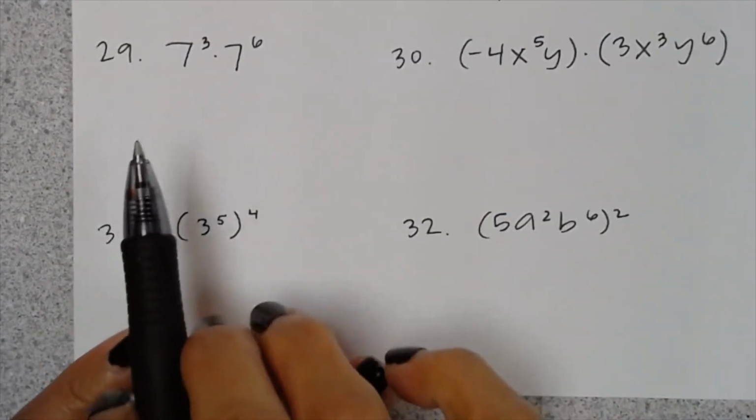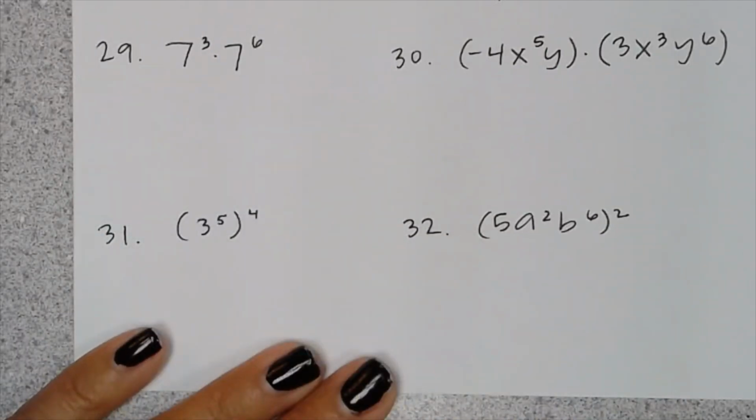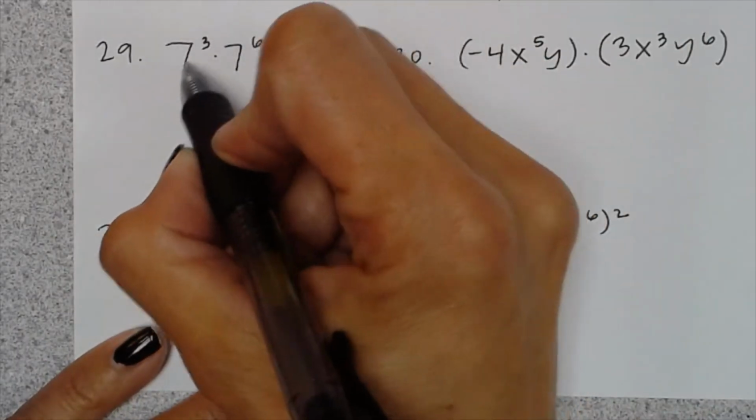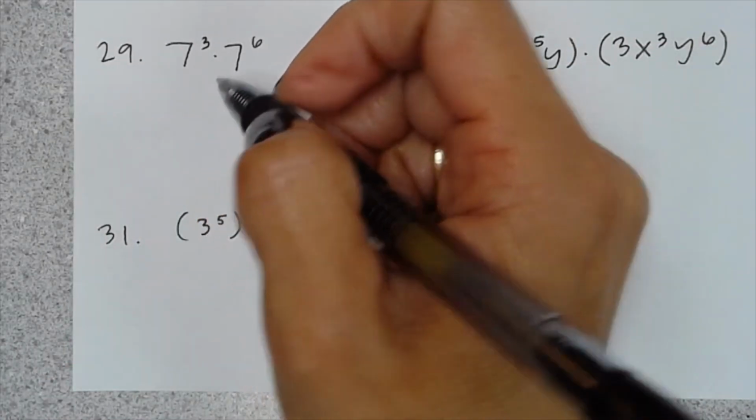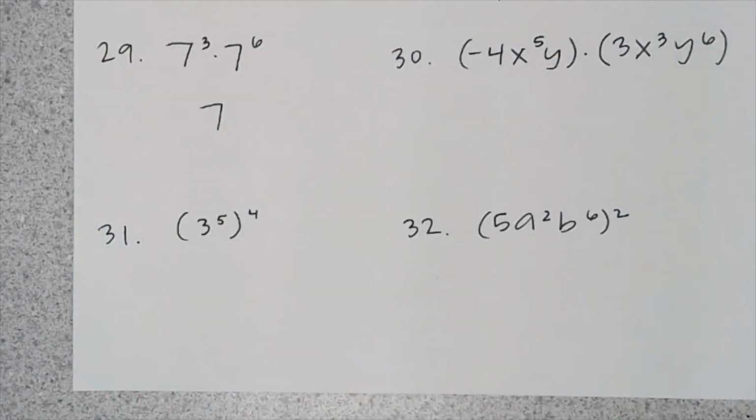For number 29, now we're just going to simplify using properties of exponents. So when you're multiplying and you have same bases, you're going to leave the base the same, and then you're going to add exponents. So we're going to go 3 plus 6.